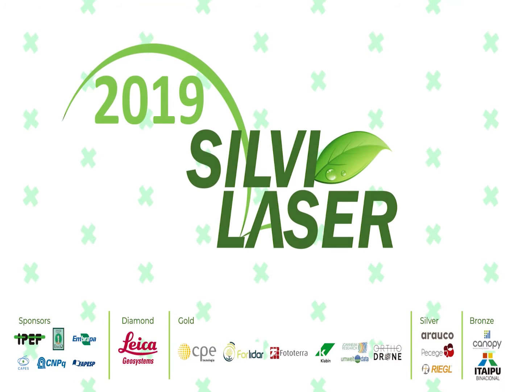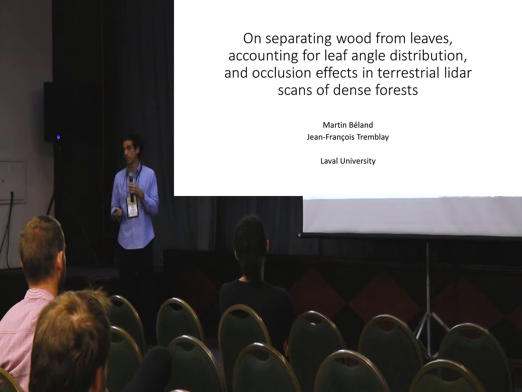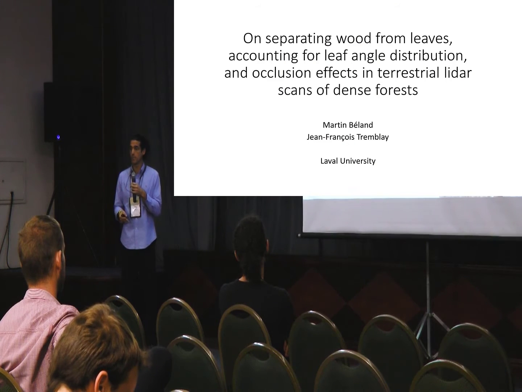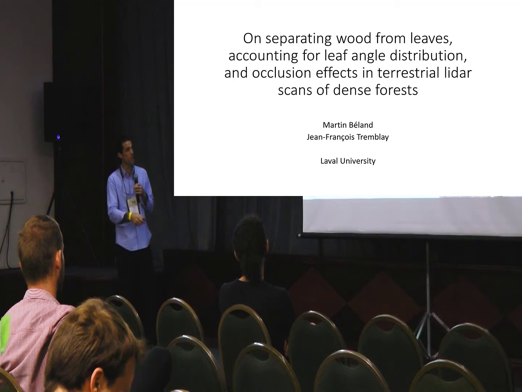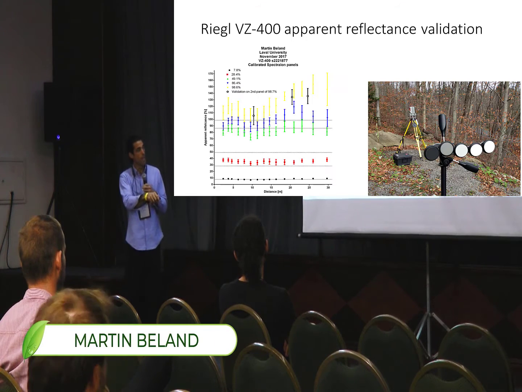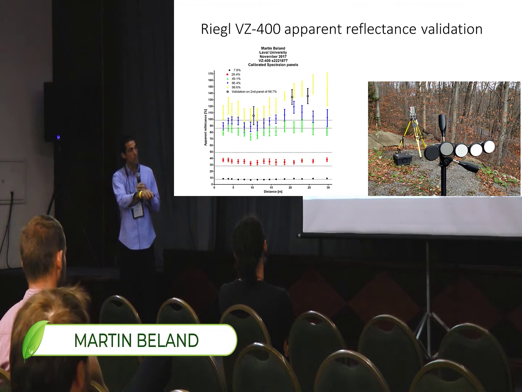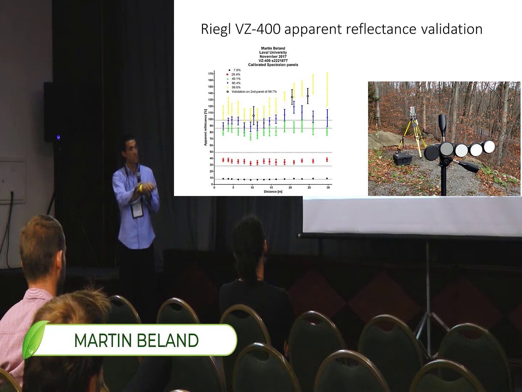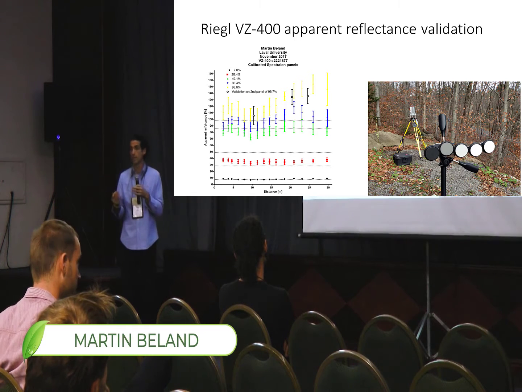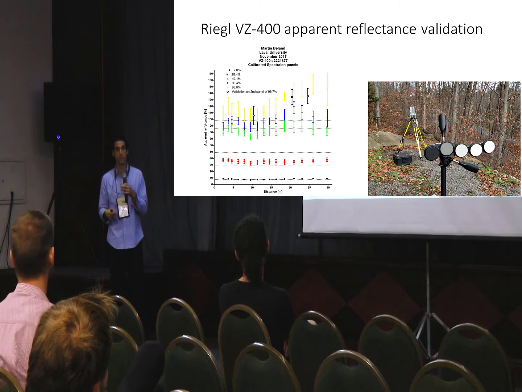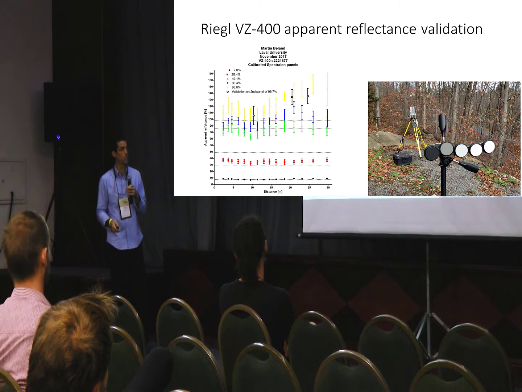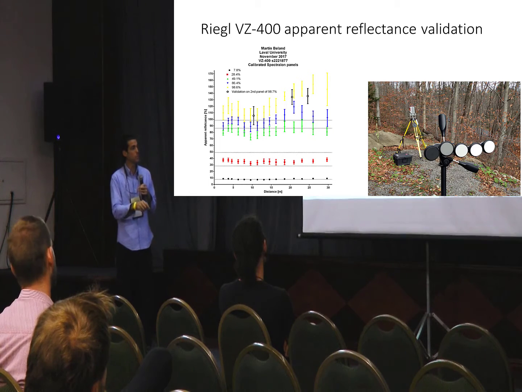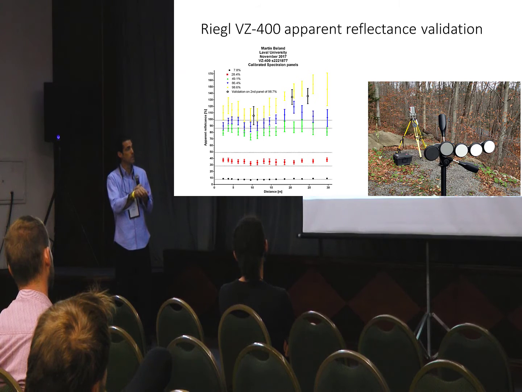And how good the Riegl is giving us apparent reflectance. Some other groups have done this with their instrument, and we did it with ours. So we're scanning spectral panels with known reflectances from different distances, and then we're looking at how good the Riegl is giving us the apparent reflectance. And I was pretty surprised to find two things with our instrument.